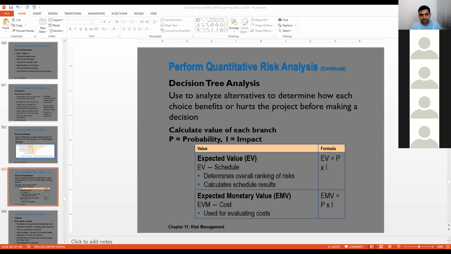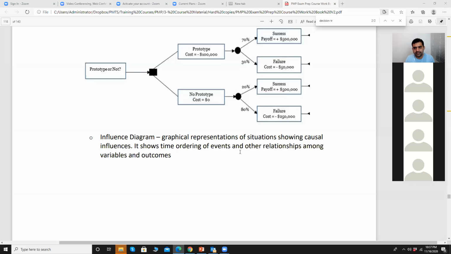It's almost there. Can you see the screen?